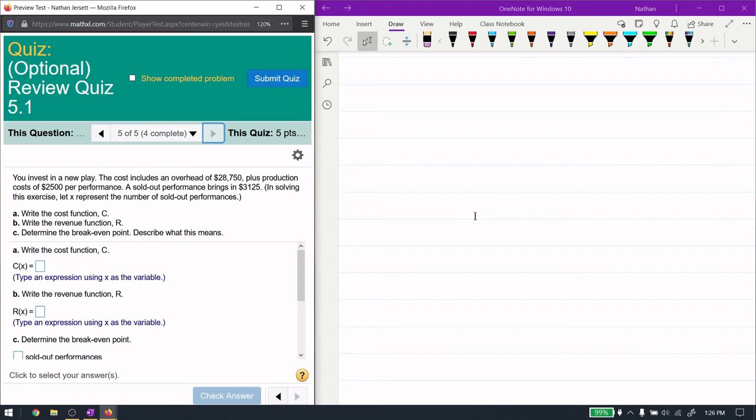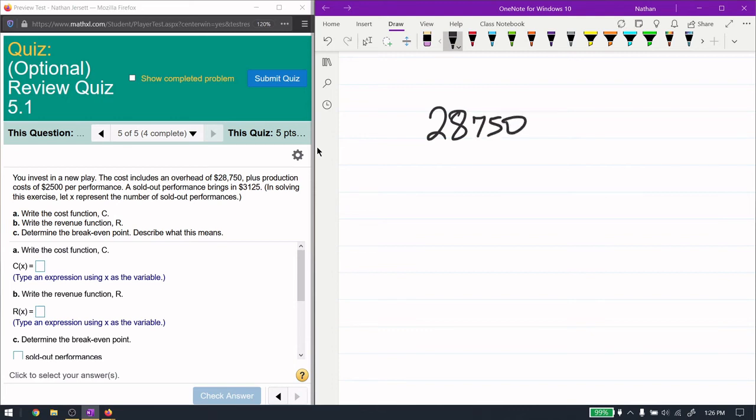It's asking us to write a cost function and a revenue function. So the cost function is how much do you spend for a performance, and that comes with the overhead, $28,750, plus, this is a one-time fee, plus the per performance fee. It says here, let X represent the number of sold out performances. So if we do X performances, say in a month or whatever, that means we're going to have $2,500 times X, because each performance is $2,500.